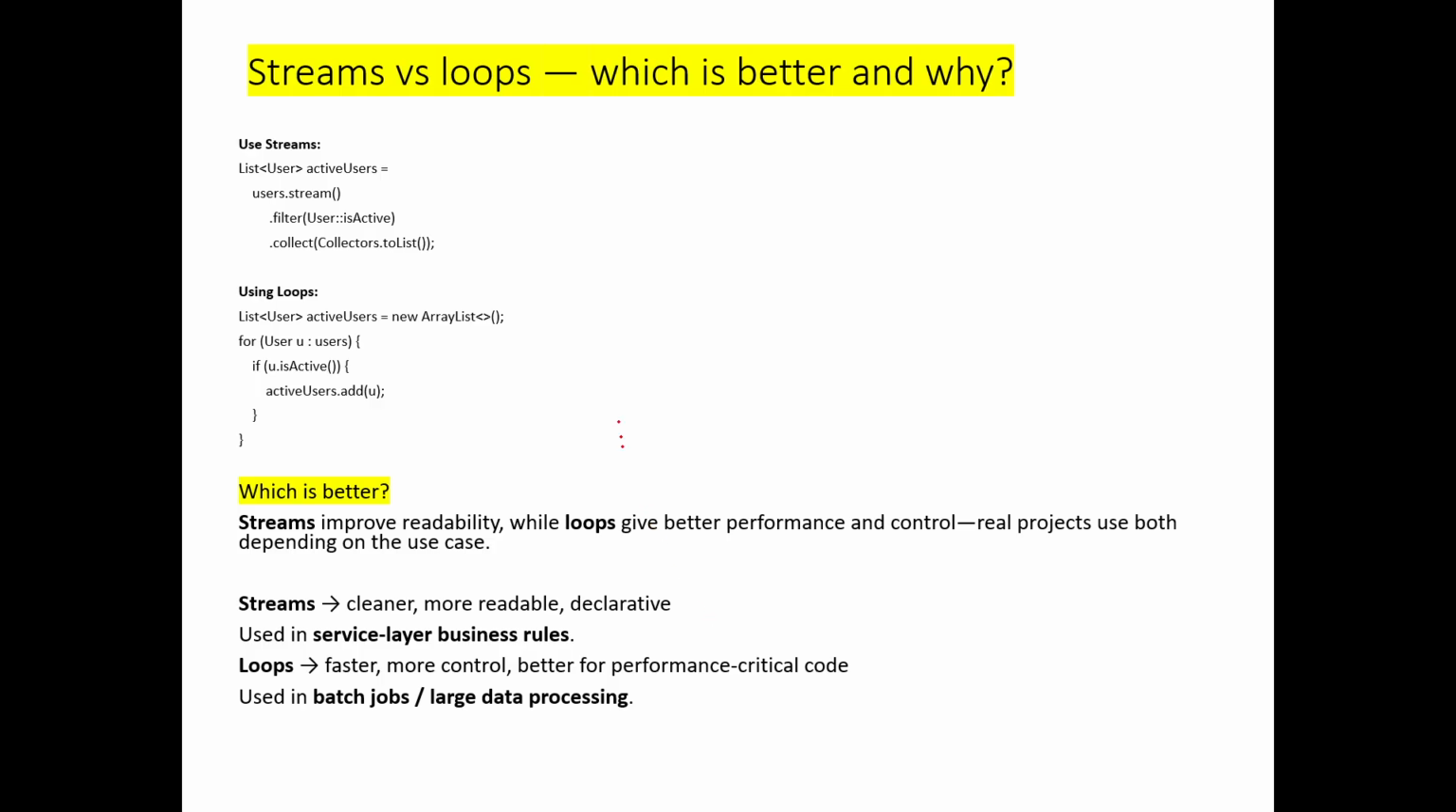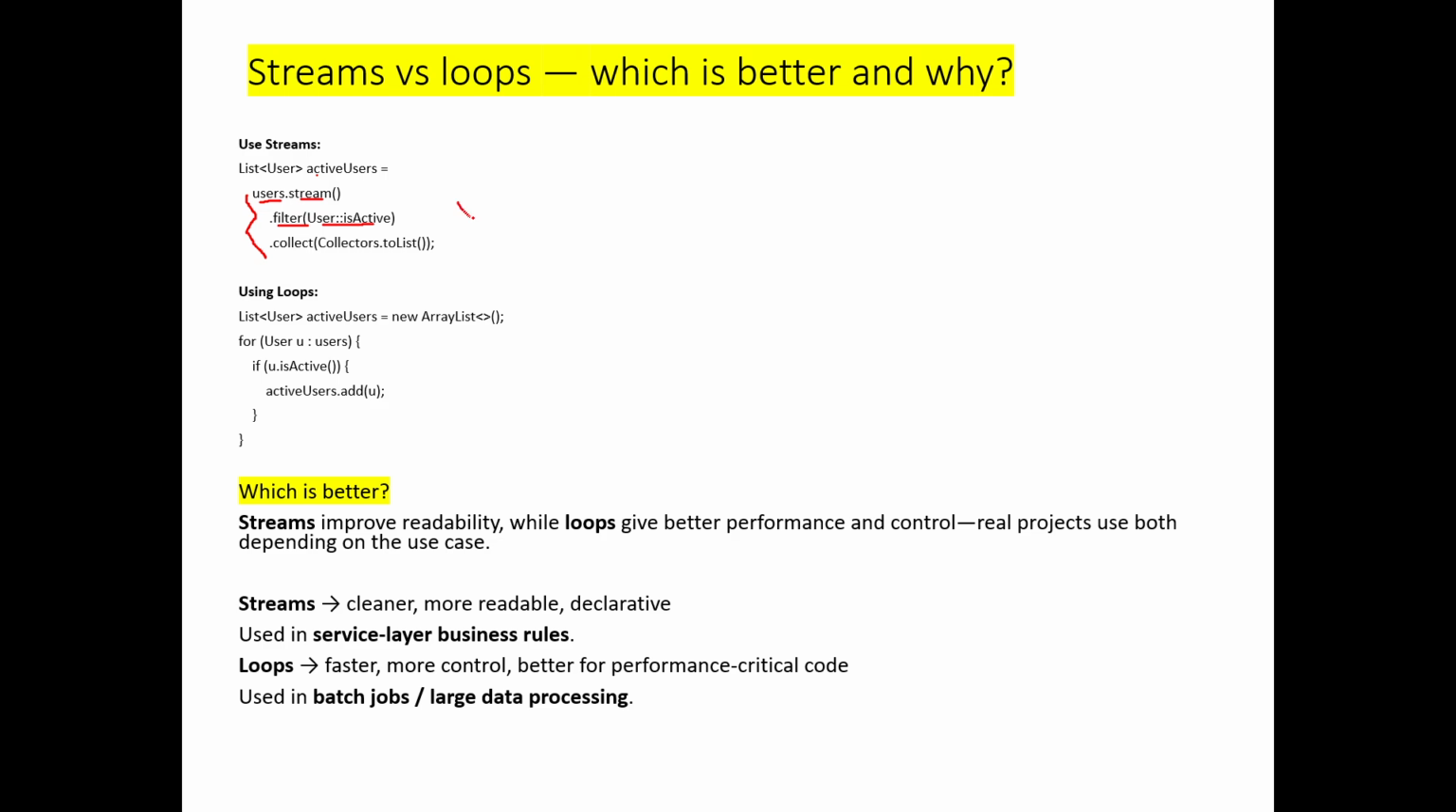Now I will tell you one more thing. Streams versus loops. Which one is better and why? You see here we have a user list, and from that user list we are trying to get the active users. To get the active users, what we did is, we converted the users list to a stream, then we applied a filter. If the user is active, then add it into a list with collectors. This is the code using the Stream API. If we want to filter all active users, this way we can write.